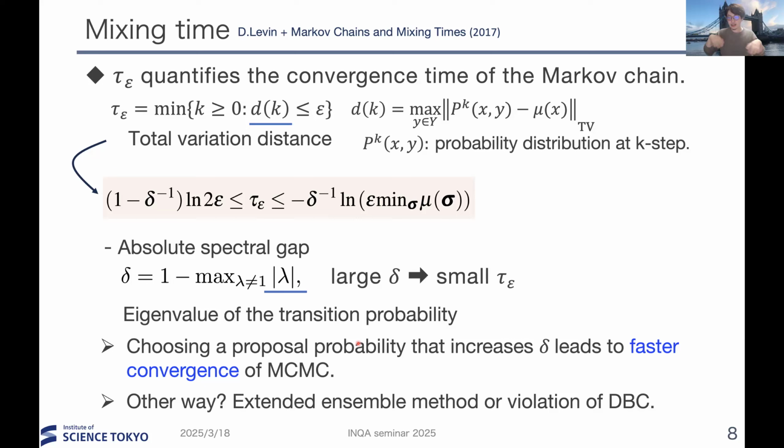We can also apply other approaches. The extended ensemble method or violation of the detailed balance condition can also be applied to accelerate the MCMC dynamics. However, in this study, we focus on the design of the proposal probability.